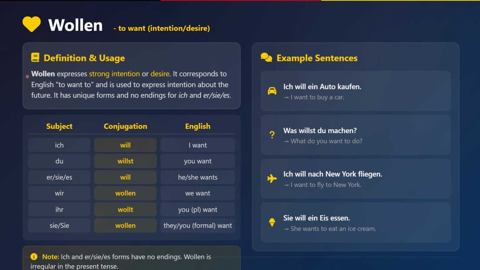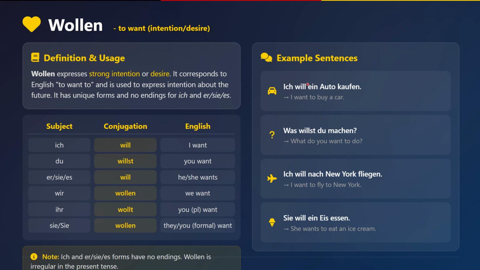Wollen means to want. It expresses strong intention or desire. The conjugation forms are ich will, du willst, er/sie/es will, wir wollen, ihr wollt, sie wollen. Here are the example sentences.